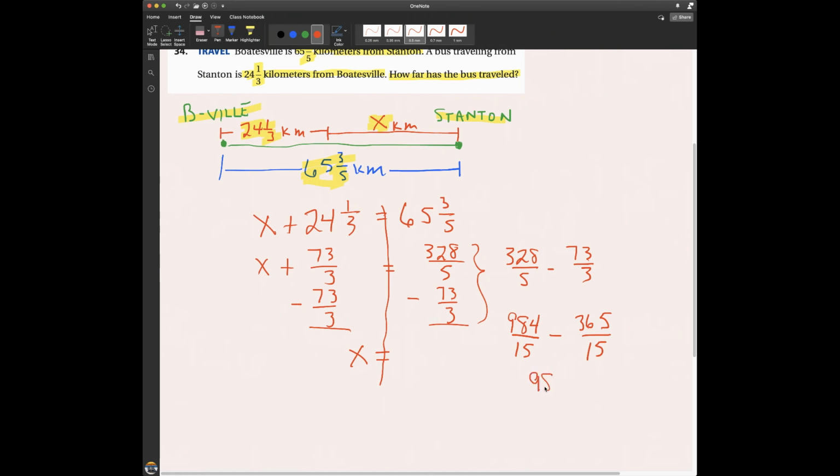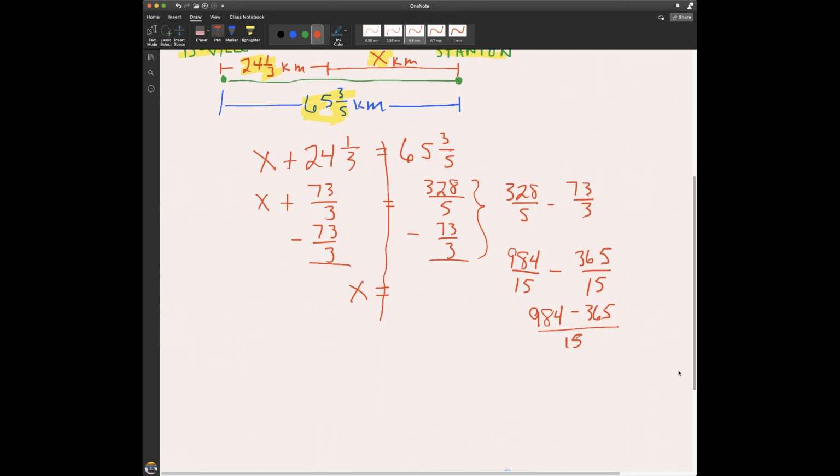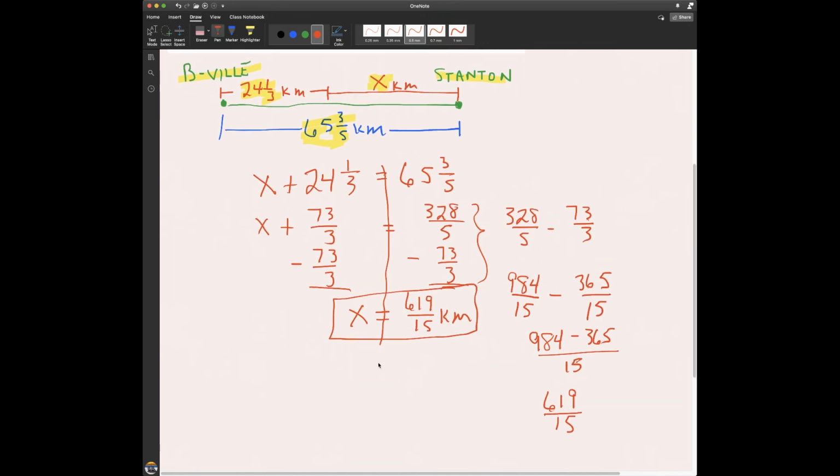Now I just need to take 984 and subtract 365, and all that is over 15. So 984 minus 365 gives me 619 over 15. All right, and I can go ahead and put that here, 619 over 15 kilometers. So this is the answer. You could leave it like that. But notice we had mixed numbers up here, so it might be good to write this as a mixed number.